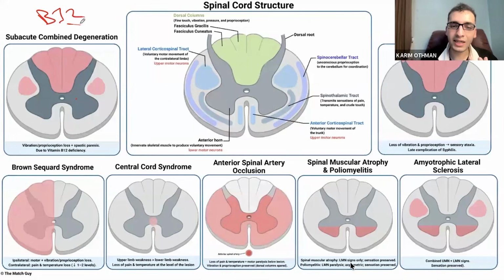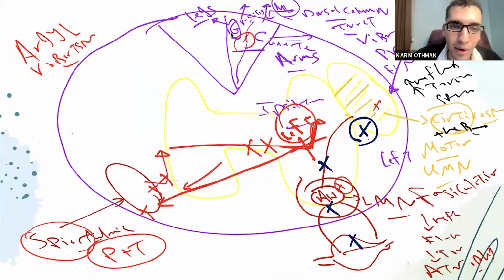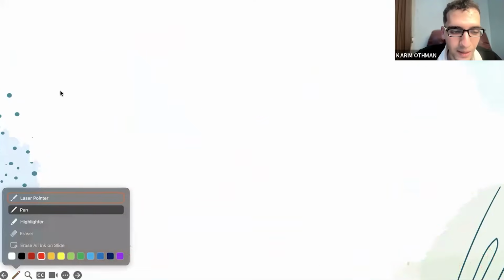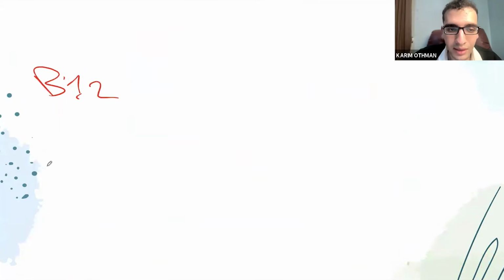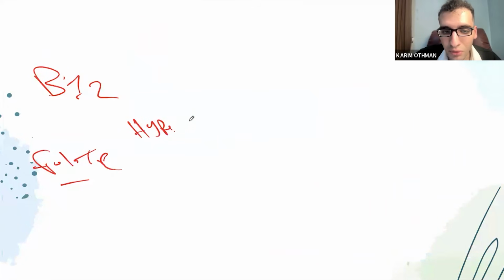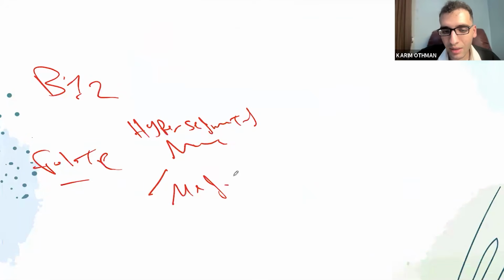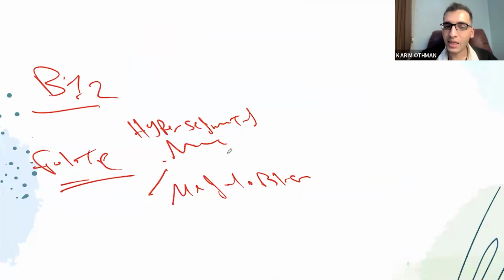Remember, guys, something very important I need you to know about vitamin B12 is that we have B12 here and we have folate. Both of them will cause hypersegmented neutrophils. That's very important. Do you know why? Both of them will cause megaloblastic anemia. Do you know why, guys? Why B12 and the folate can cause hypersegmented neutrophils and the megaloblastic anemia?